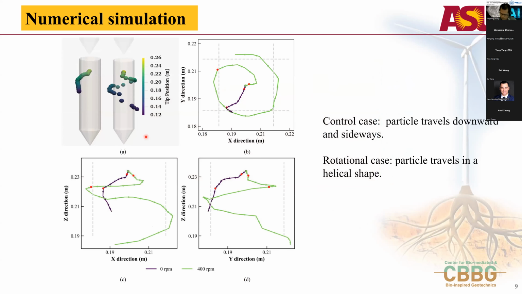We also plot the trajectory of the particle beneath the penetrator. We can see here for the control case, the particle goes sideways and downward. Well, for the rotational case, the particle goes in a helical shape. From the top view, we can see for the rotational case, the trajectory is a circular shape. For the control case, it's just sideways and downward.